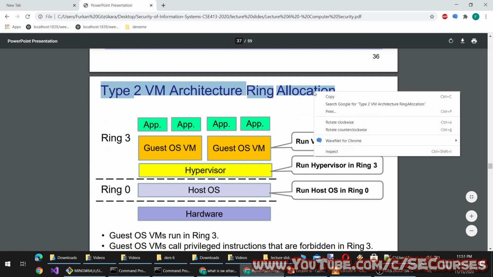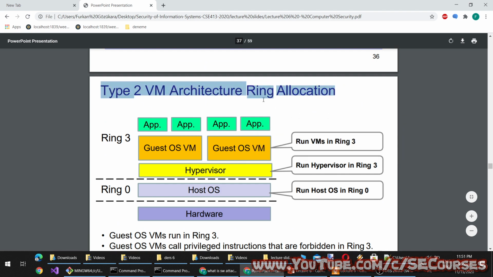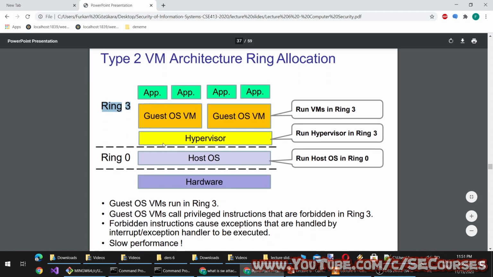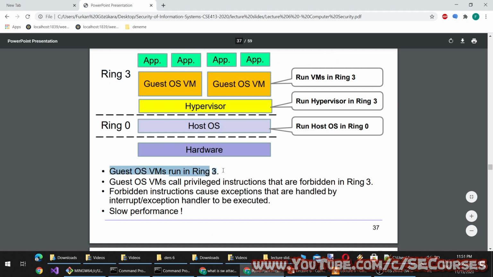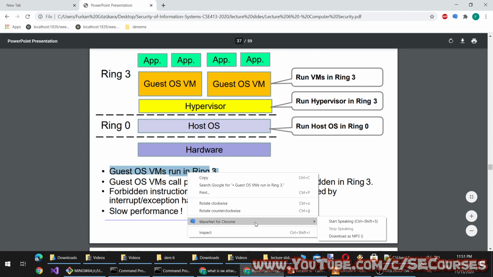And in the type 2, it is like this. Type 2 VM architecture ring allocation. So there is hardware, and the ring 0 is hosting operating system, which is Windows, Linux, or macOS. And above it there is hypervisor. You see, hypervisor and virtual machines are running in the same ring. Therefore, it is harder to keep the security, because they're at the same level. They can access each other's processes. Therefore, it is harder to keep the security.